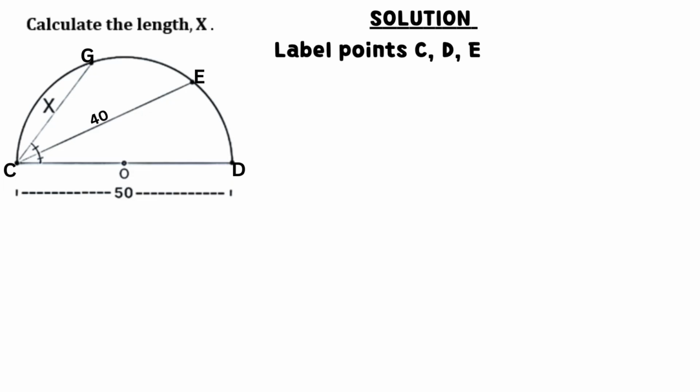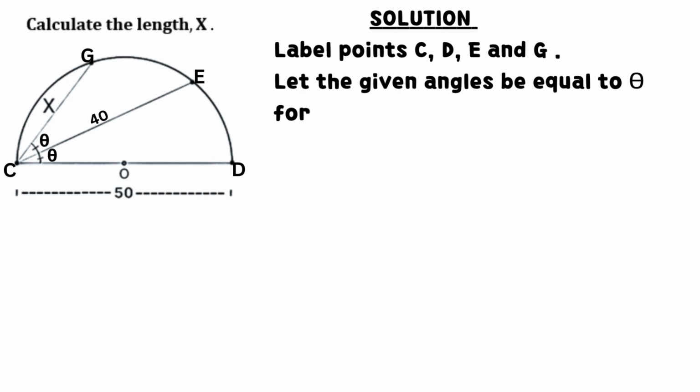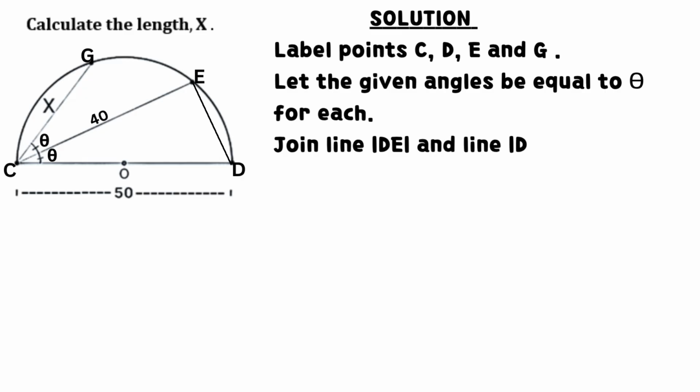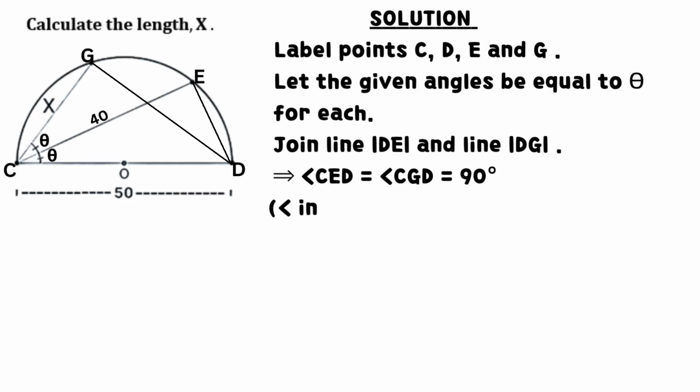Label points C, D, E, and G. Let the given angles each be equal to θ. Join line DE and line DG. This implies that angle CED equals angle CGD, which equals 90 degrees. This is because the angle in a semicircle equals 90 degrees.